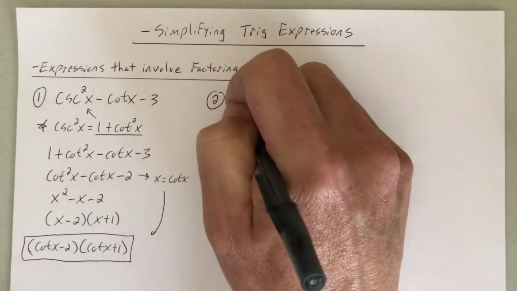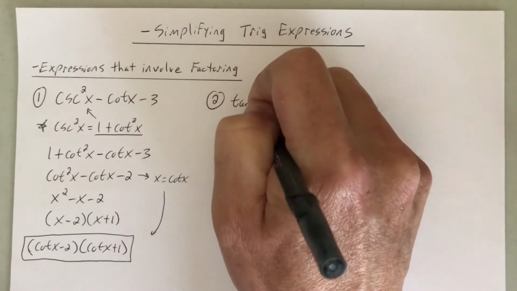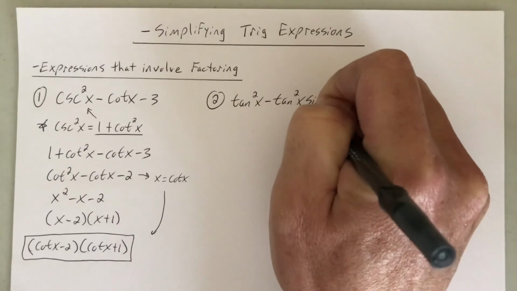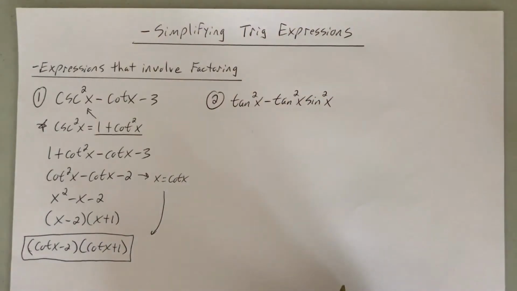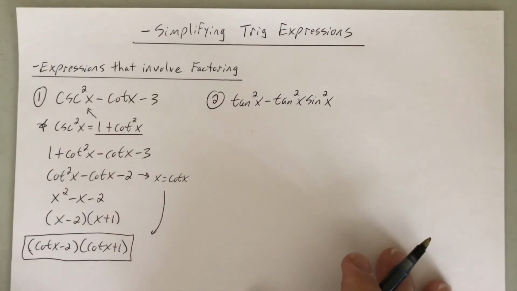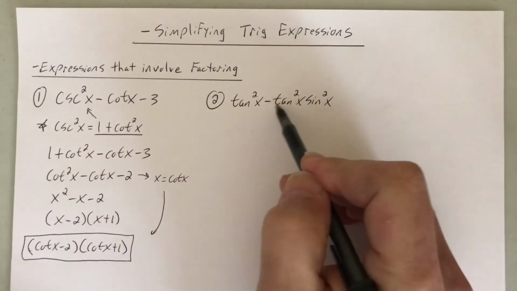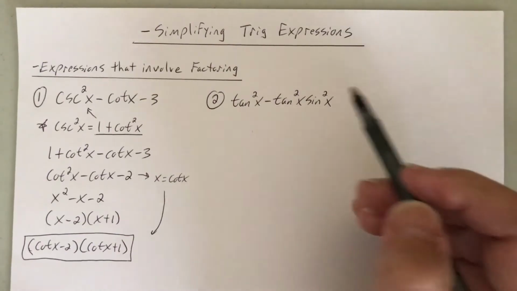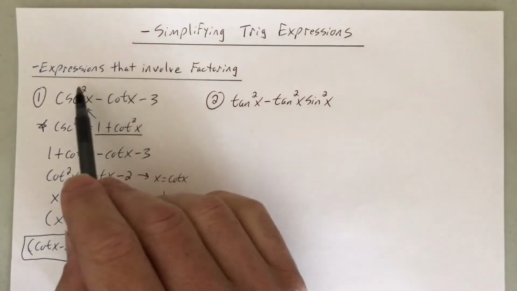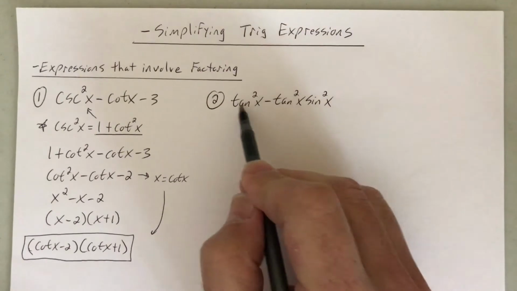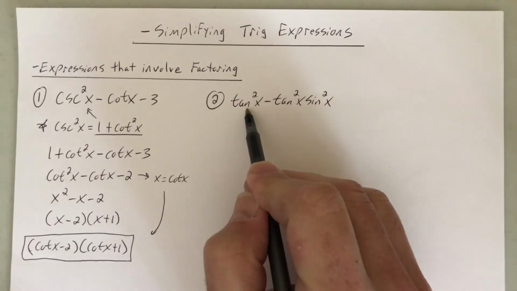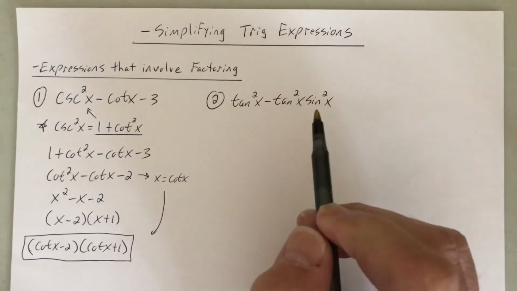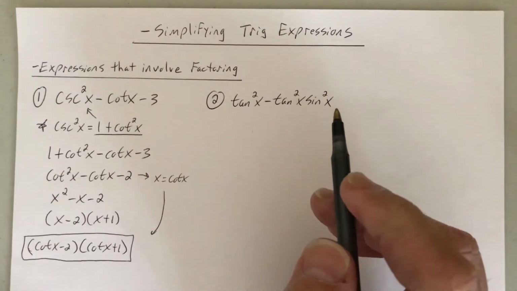So let's say that we have tan squared x minus tan squared x sine squared x. You could be thinking, all right, maybe I can just try to change this into a sine and a cosine, but that's just going to add something different. But remember, right now we're in the category of factoring. So if you look, I got a tan squared here, and then minus, there's a tan squared in this term right here. So what I could do is take out a common factor of tan squared x.